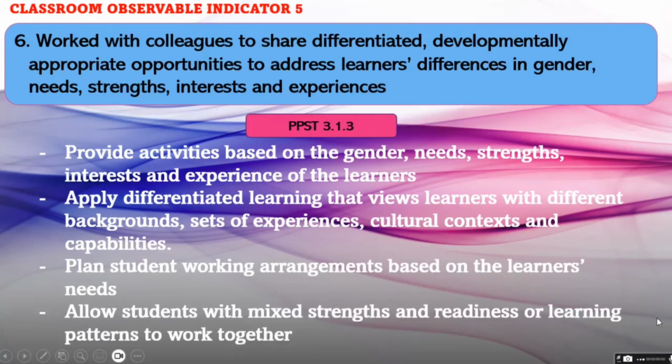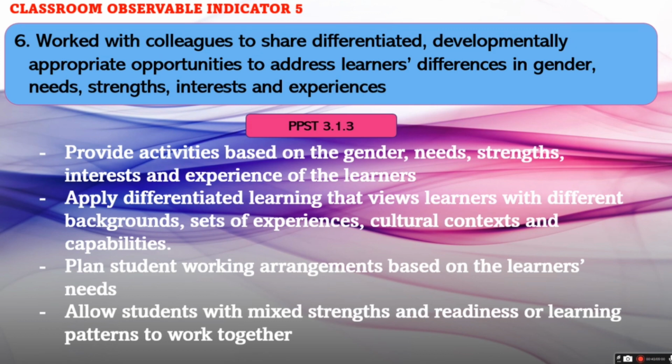Plan student work learners' needs. Ibig sabihin, if we're going to arrange students for their task or for something to work with, we have to make sure that we group them based on their needs. Huwag nating pagsama-samahin yung mga students who are way ahead and dun sa mga students that are medyo slow with the learning, kasi lalo silang mawawala ng pag-asa. We have to make sure that if we group them, there will be someone who will lead the group. Laging merong magli-lead dun sa group na dun to help the group and to guide them as well.